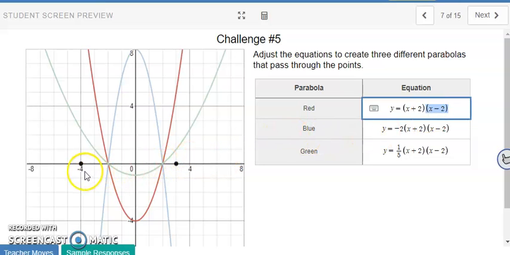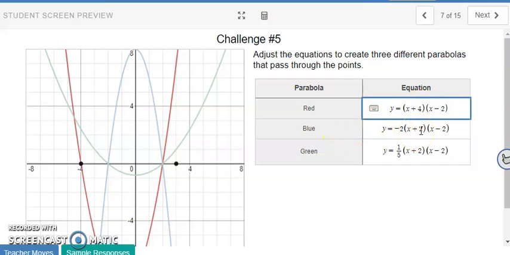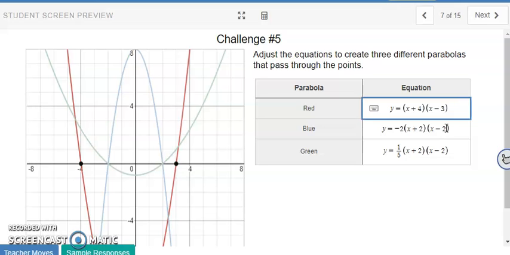So I want to go through -4 and 3. To get -4, that's going to be an addition problem, so it's going to be x plus 4. So if I stick in -4 here, it's going to give me a 0, since -4 plus 4 is 0. And over here, I want this to be a 3, so it's going to be x minus 3, and 3 minus 3 makes a 0. So that makes the equation y equals (x plus 4) times (x minus 3).